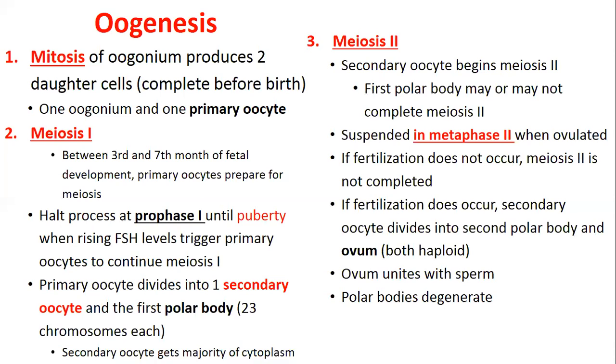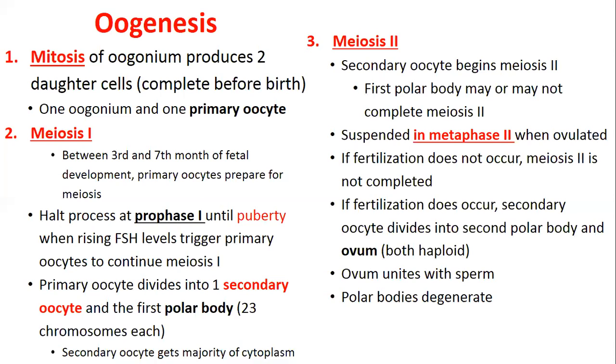You stop here. If fertilization doesn't occur, the oocyte, secondary oocyte, divides into a second polar body and an ovum that are both haploid. And the ovum is what unites with sperm. And the polar bodies just degenerate if fertilization does occur. If it doesn't occur, meiosis II is just not completed.